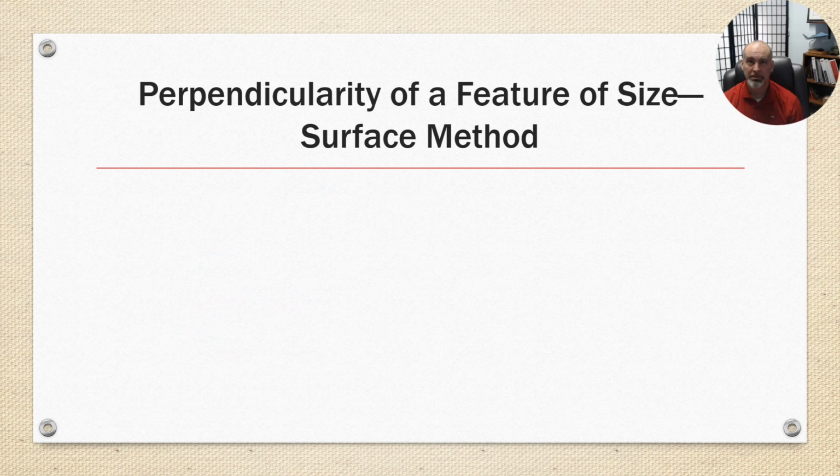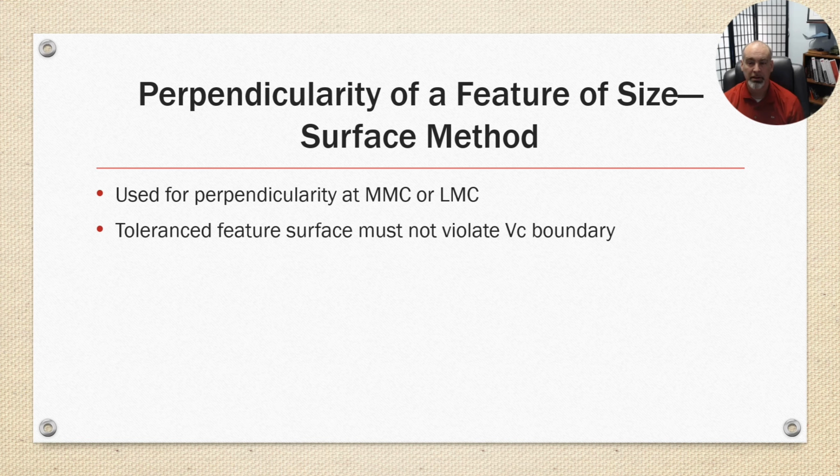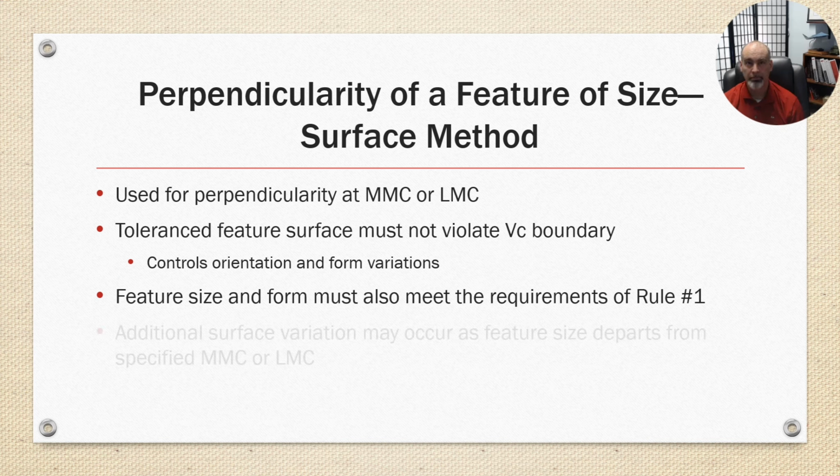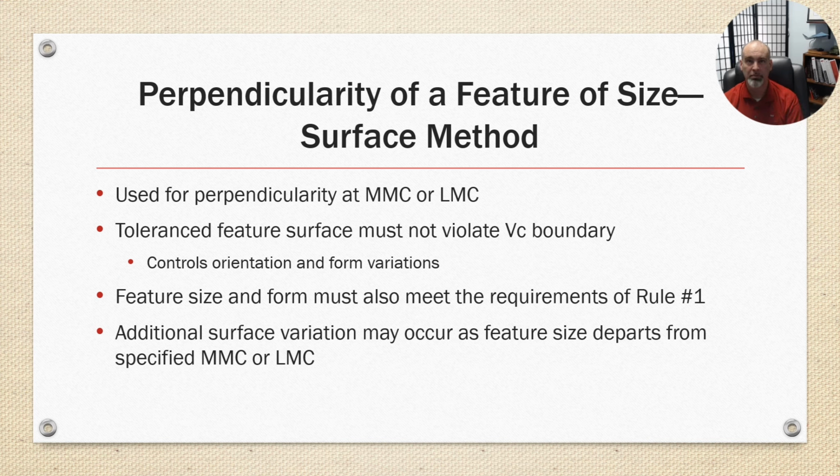Perpendicularity of a feature of size using the surface method. It's used for perpendicularity at MMC or LMC. And the tolerance feature surface must not violate the virtual condition boundary. And it controls orientation and form variables. The feature size and form must also meet the requirements of rule number 1. And additional surface variation may occur as a feature size departs from specific MMC or LMC.